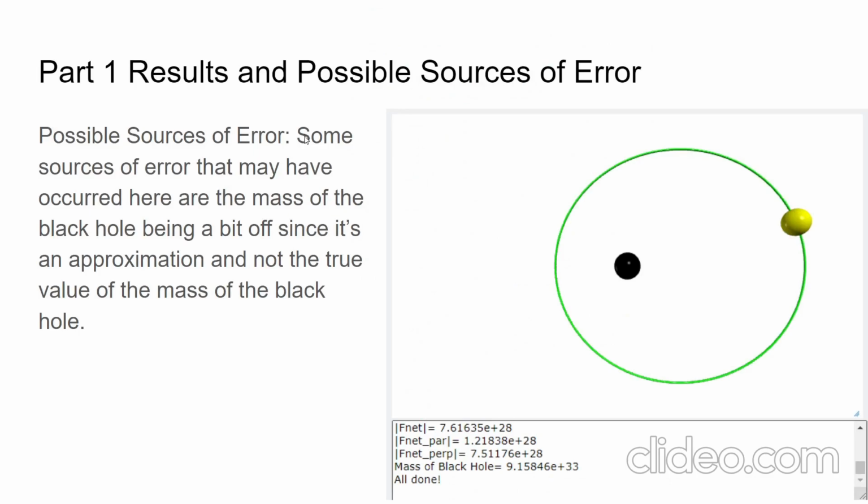For the results I got and the possible sources of error, one source of error may be the mass of the black hole being a bit off, since it's an approximation and not the true value, because we took an average to find the mass of the black hole. And then, as you can see here, F net is equal to this value, F net parallel is equal to this value, F net perpendicular is equal to this value, and the mass of the black hole.